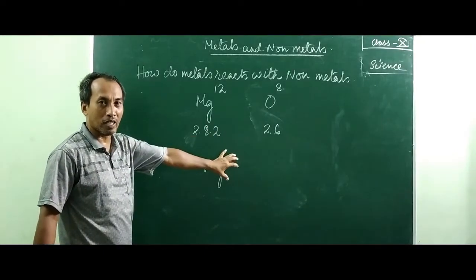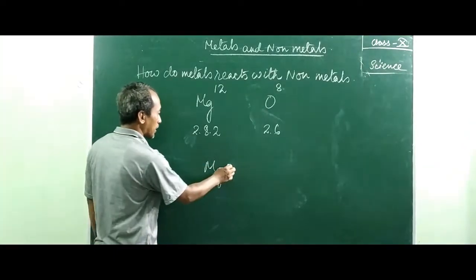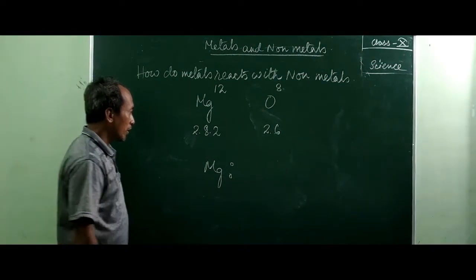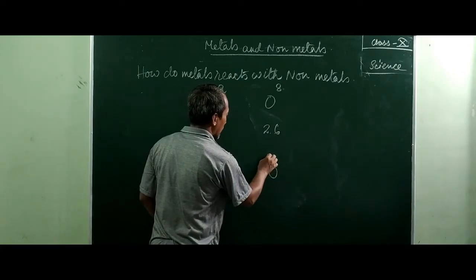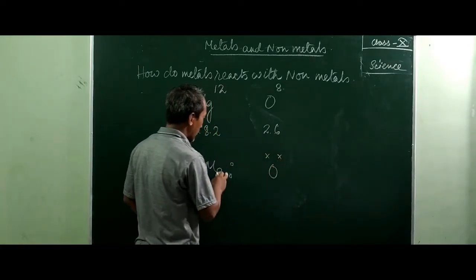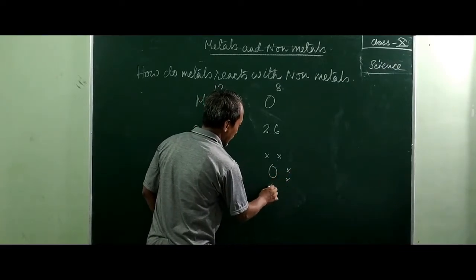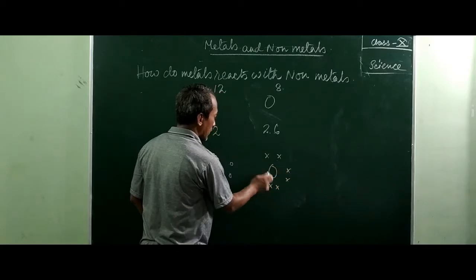Either by cross or either by dot? You tell me. Okay, let us represent it by dot here. Magnesium, 2 electrons, 2 dots. Oxygen, 6 electrons in the outermost shell. Let us represent it by cross, since we have represented magnesium by dot. So here is cross, cross. How many electrons? 1, 2, 3, 4, 5, 6.